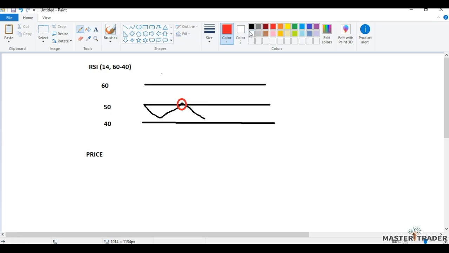Let me give you all the options. If it goes below 40 and then pulls back and takes resistance and reverses like that, that is a sell signal. If RSI goes towards 60 and reverses like this, this is also a sell indication. Now we have to match this with price.